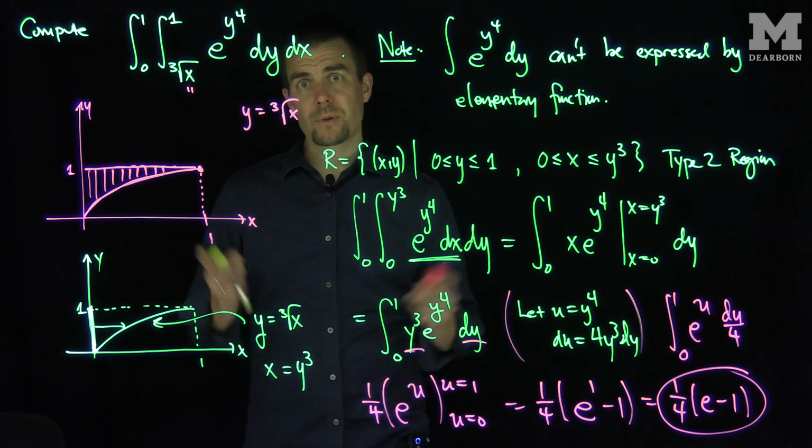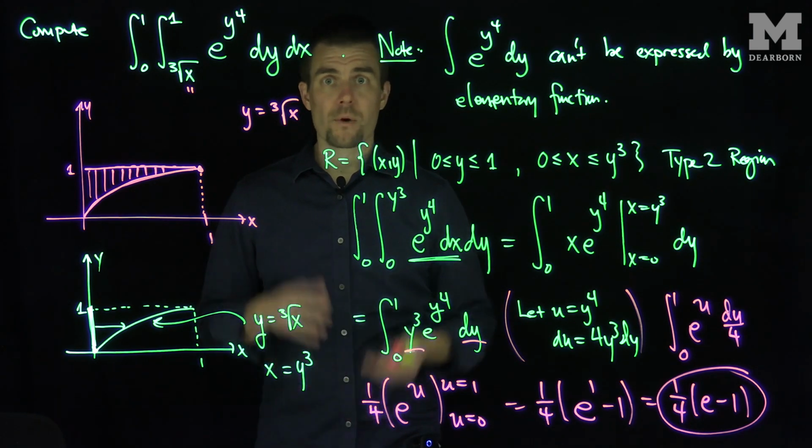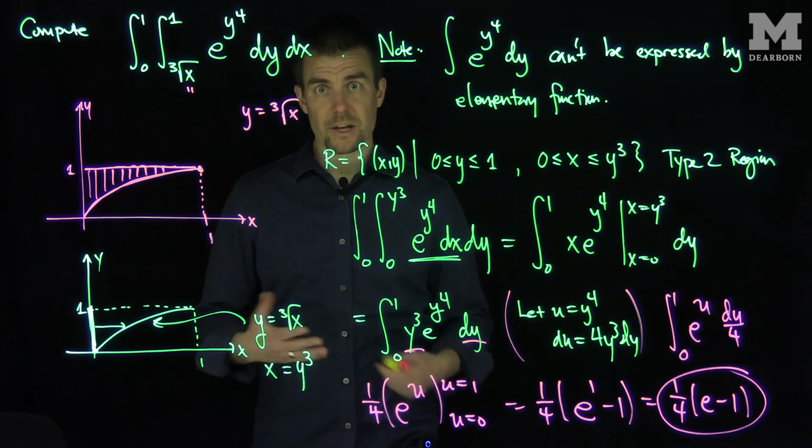So by changing the region from a type 1 region to a type 2 region, we were able to actually compute the double integral, or the iterated integral.